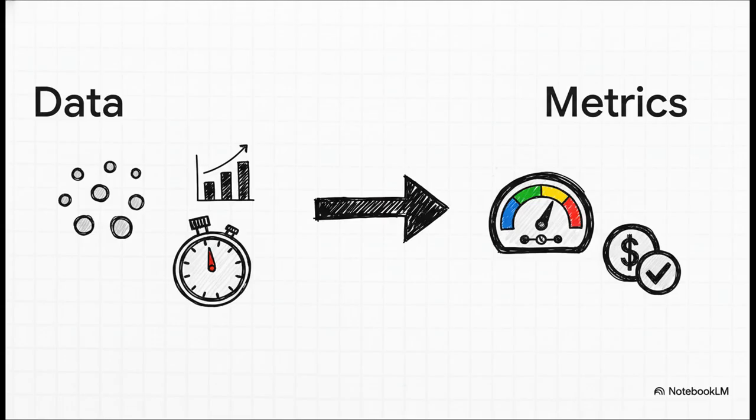These are the raw facts, like we used 5 pounds of flour, or decorating took 6 hours. But data by itself isn't all that useful. We need to turn that data into metrics. These are the meaningful indicators, things like ingredient cost per cake or average production time, that actually tell us how we're performing.